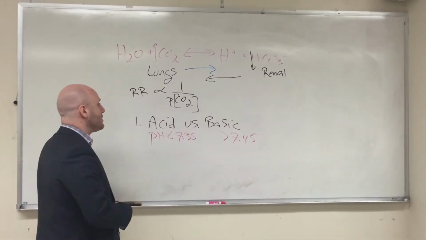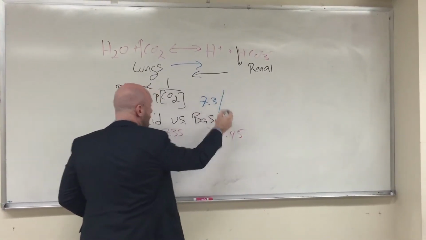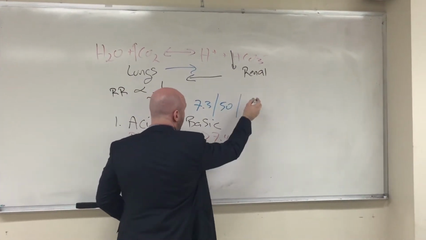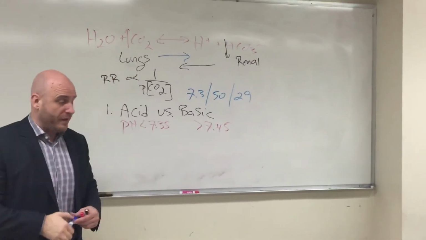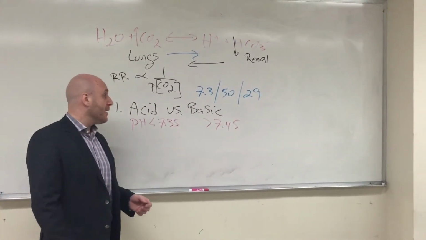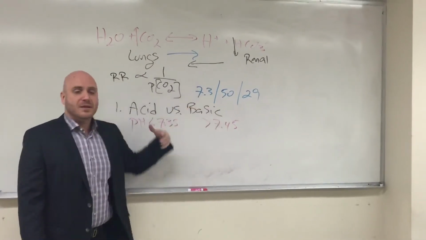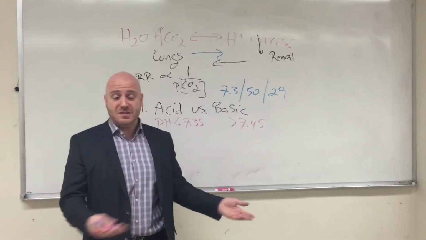So if I give you, for example, an ABG of a pH of 7.3 and a CO2 of 50, right, and a bicarbonate, let's just say, of 29. I'm just giving you a random situation, all right? Question 1, what's the pH? 7.3. It's an acidosis. Done. You're already halfway finished. You already know it's an acidosis.